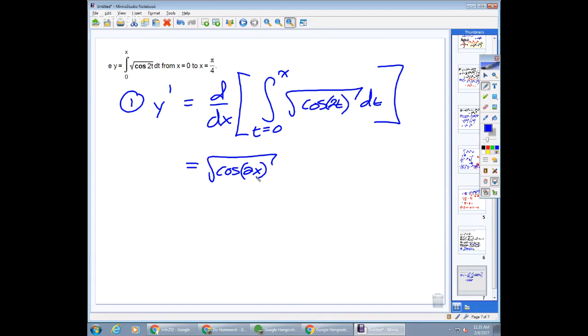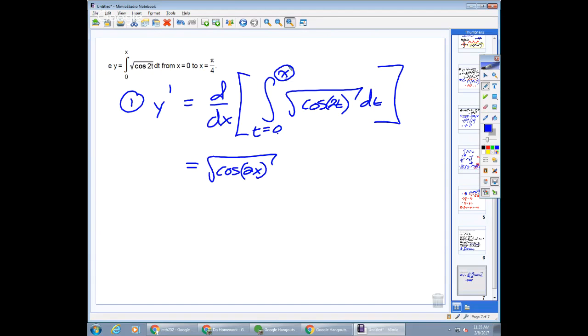I have to evaluate it at the endpoint. The constant endpoint disappears because we're taking the derivative of a constant. That plus c is gone. And then the chain rule says you have to take the derivative of x with respect to x, which is 1. Nothing happens there. I always like to double check that one. So that right there is y prime.